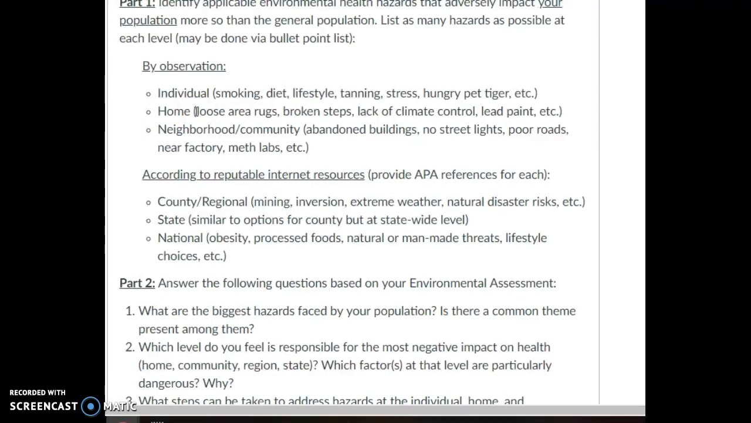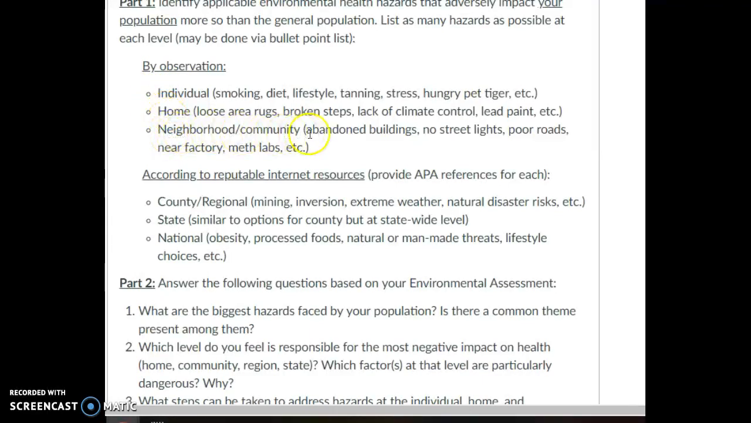That includes things such as loose area rugs, small pets, broken steps, all of that. But also if you look at populations such as if you've chosen the homeless population or individuals who are survivors of domestic violence, then in that home setting, there may be some substantial hazards above and beyond the general population. So these two also you can get the information in part just from your own personal knowledge, as well as your population engagement hours.